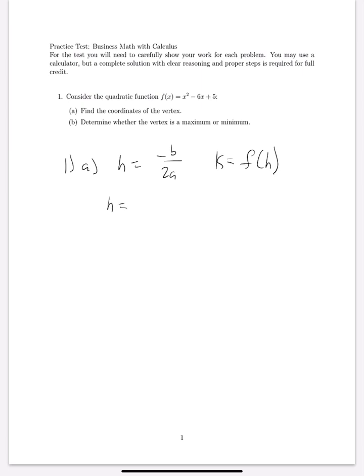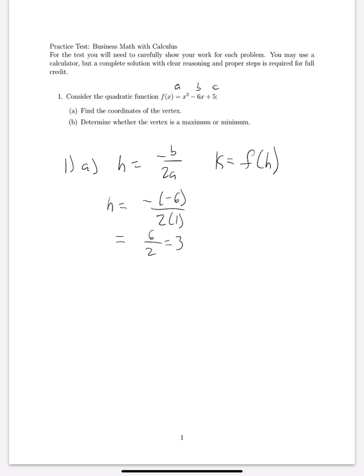And when I say negative b or 2a, I'm talking about the coefficients here in our quadratic. All right, so whatever's with the x squared is called a, whatever's with x is called b, and then whatever our constant term is c. So I have the negative of b, which is negative 6, over 2 times the coefficient with x squared, which is 1, so I just have 2 times 1. Alright, so h is negative of negative 6, so 6 over 2, which is just 3.